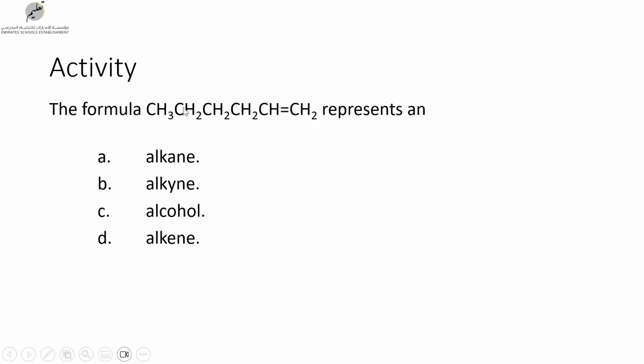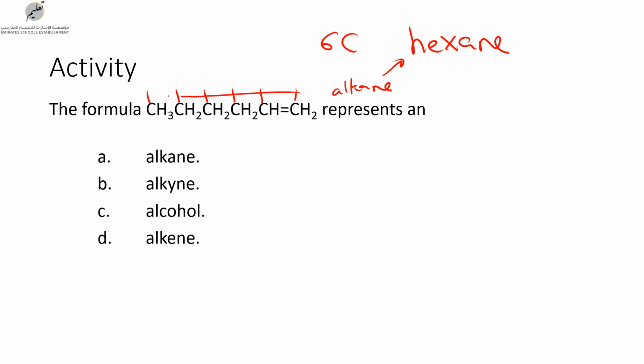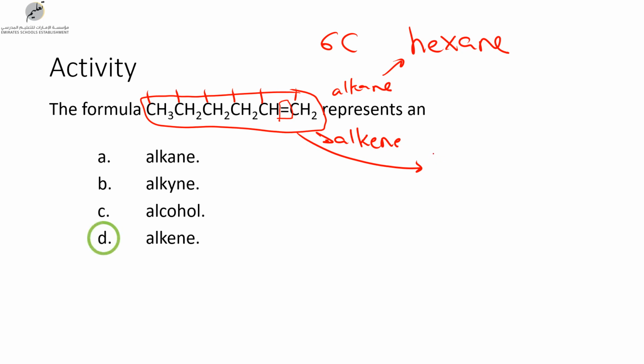Okay. Now the formula of the following represents. So 1, 2, 3, 4, 5, 6. Remember, what's the name of the hydrocarbon that has 6 carbons? You might think that it is hexane, right? But this is an alkane. Now here, this thing is an alkene because it has a double bond. Can you see the double bond? So this thing here is going to be hexene. Okay? And it's an alkene because it has the double bond, all right?